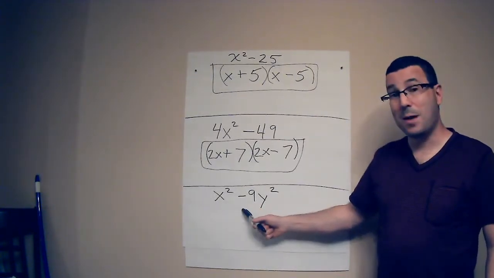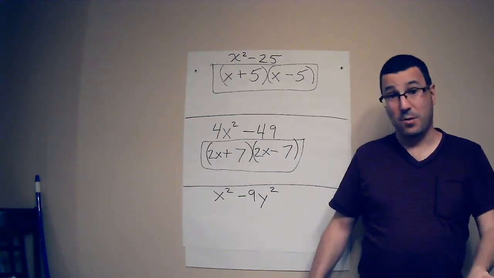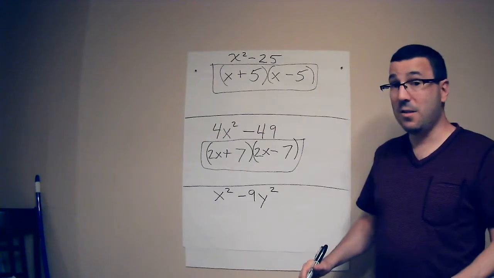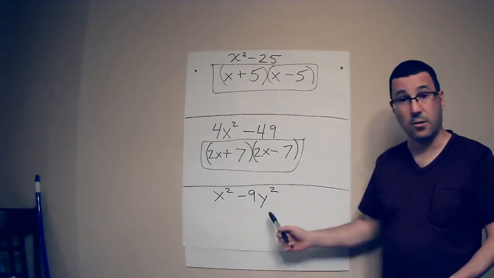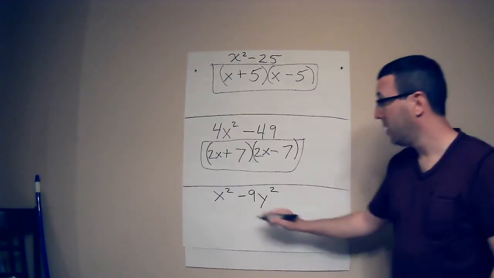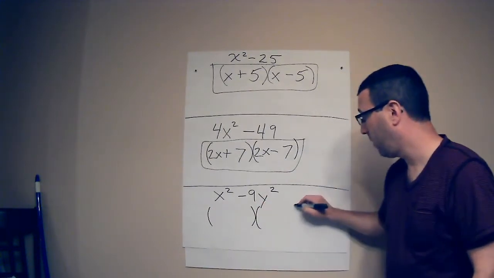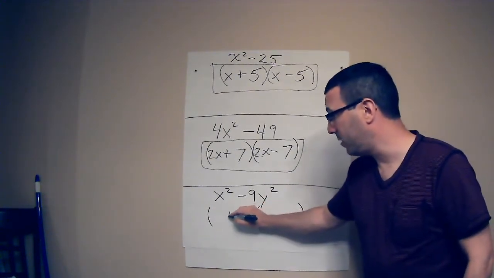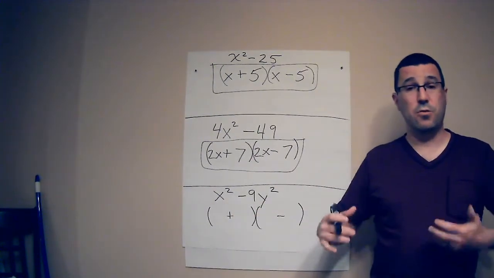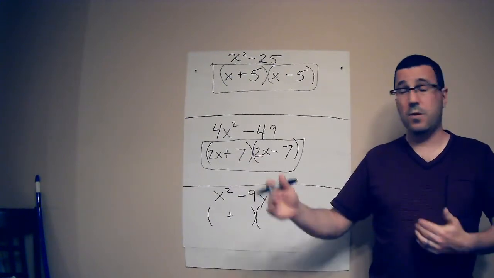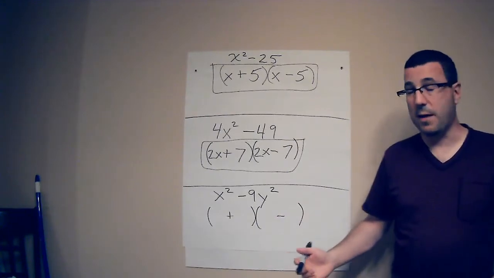x squared minus 9y squared. So this time we threw another variable in there. Still going to basically be the same thing. First, check to see if there's any greatest common factor, and there's not. So I set up my parentheses, put a plus in the first one, minus in the second one. I always do plus minus, but you could do minus plus. The order of that sign doesn't really matter.